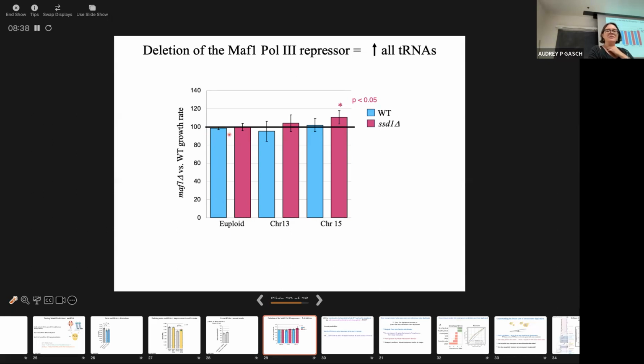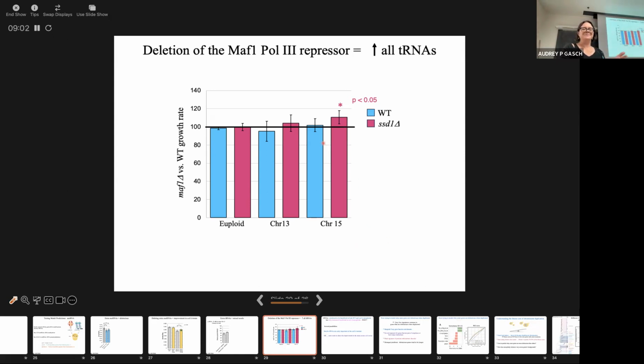And once again, in the euploid, there's no effect. But for both the chromosome 13 and chromosome 15 aneuploids, the effect is clearest in the SSD minus strain. You see it's going over the 100%. So the SSD minus mutant, if it has these extra chromosomes, actually does better if you de-repress all of the tRNAs.